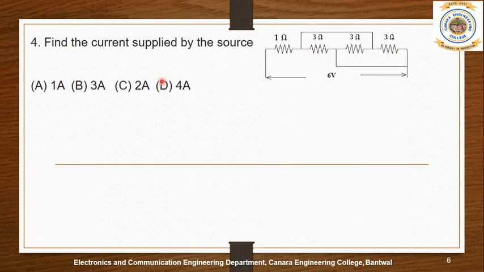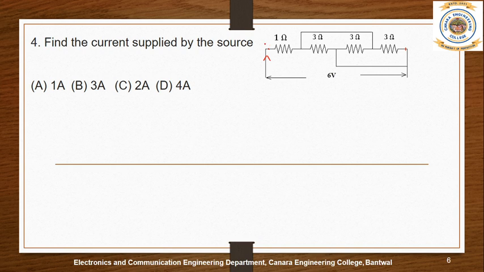Next, find the current supplied by the source. Here the source is 6 volt and the resistances are 1 ohm and 3 ohm. Now in this, what type of connection is this? 4 answers are given. I need to find the total current flowing in the circuit supplied by the source. The total current is equal to voltage by resistance, so I need to find the effective resistance between these 2 points.